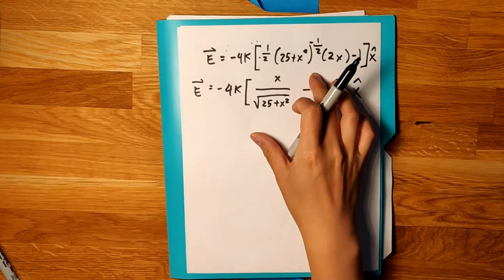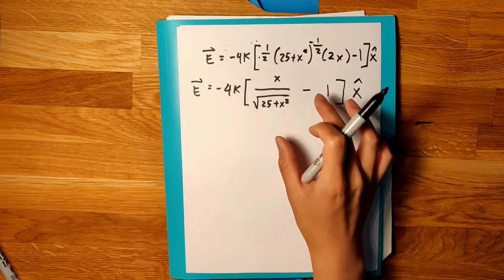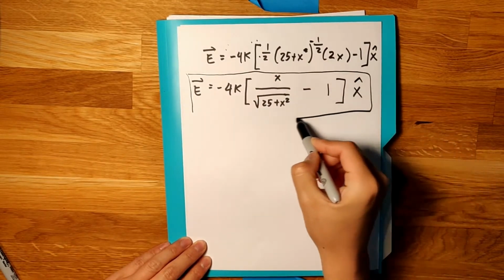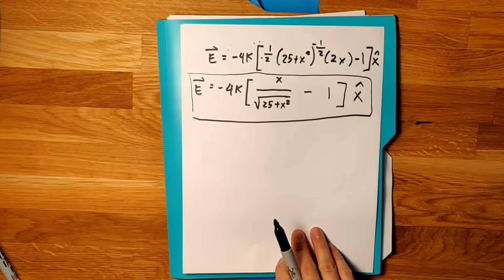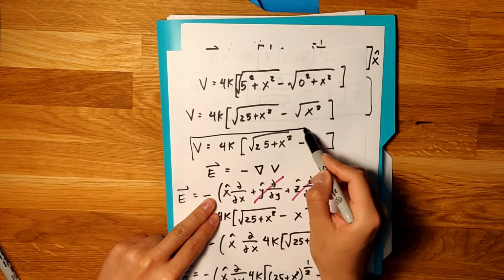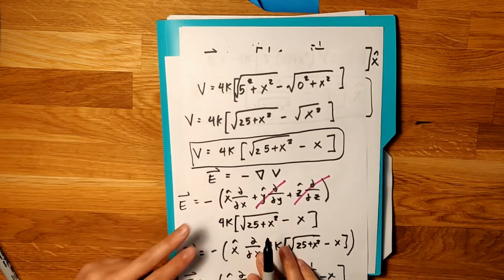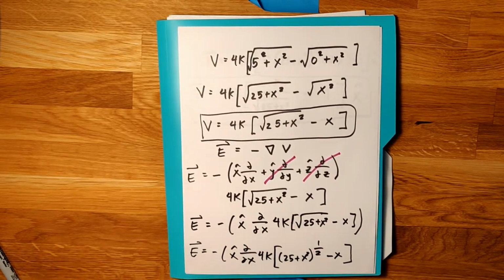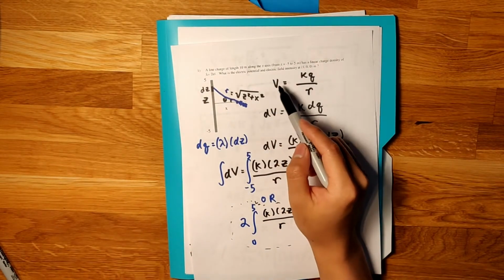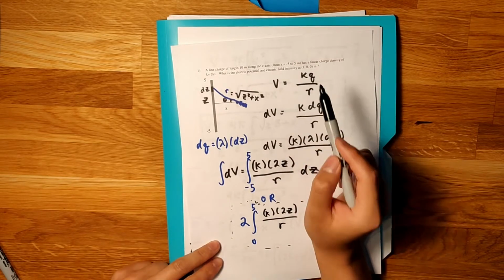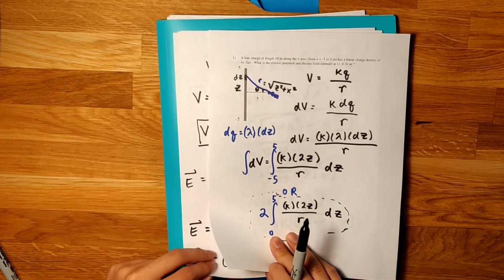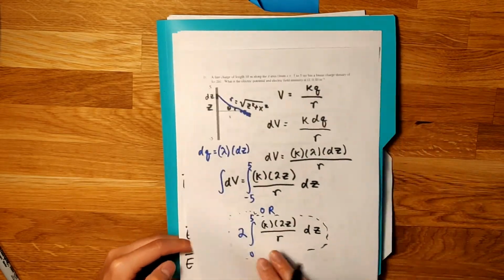So now this will just be our electric field, and then we also have our electric potential. So now we need to find the electric potential and electric field intensity at 100 meters. We can simply plug in using our electric potential and electric field intensity equations.